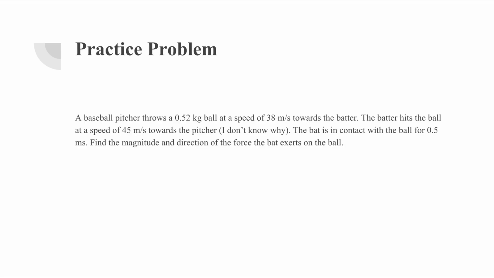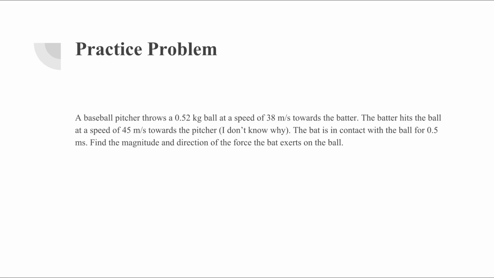So let's just do a practice problem. A baseball pitcher throws a 0.52 kilogram ball at a speed of 38 meters per second toward the batter. The batter hits the ball at a speed of 45 meters per second toward the pitcher, right toward the pitcher, same plane. All right, so the bat is in contact with the ball for 0.5 milliseconds.